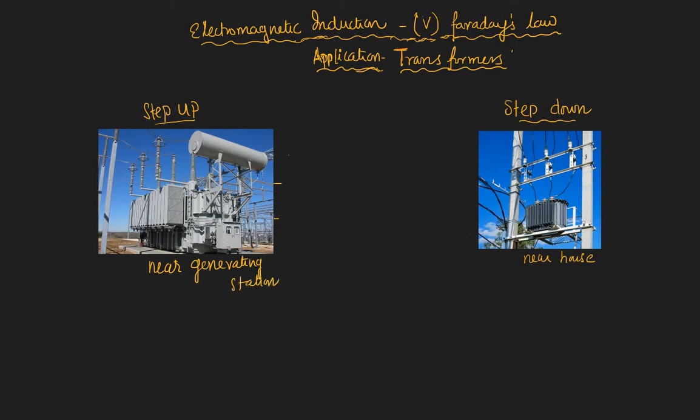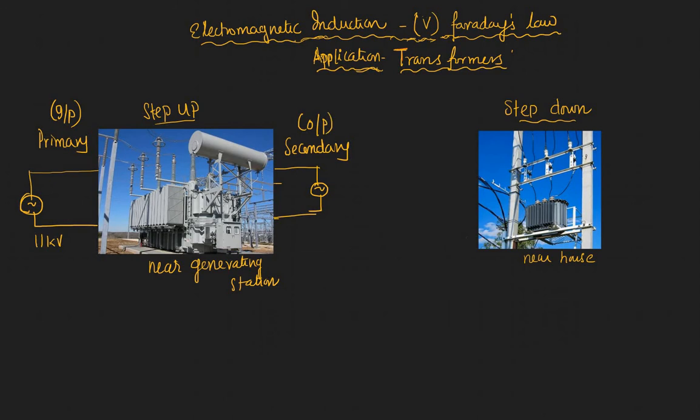Now, what happens is you have a generator producing about 11 kV, kilovolts, of voltage. The side which is giving an input to the transformer, we call the primary side. The primary side is analogous to your input, and the output side of the transformer, where you get an output, we call the secondary. The input, the primary voltage, is 11 kV.